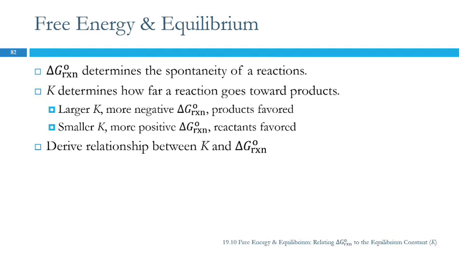So delta G determines the spontaneity of reactions. The equilibrium constant determines how far the reaction goes. So if we have a larger K, then we have a more negative delta G. The products are going to be favored. If we have a smaller K, we have a more positive delta G. And just for the sake of time, I'm not going to derive this.